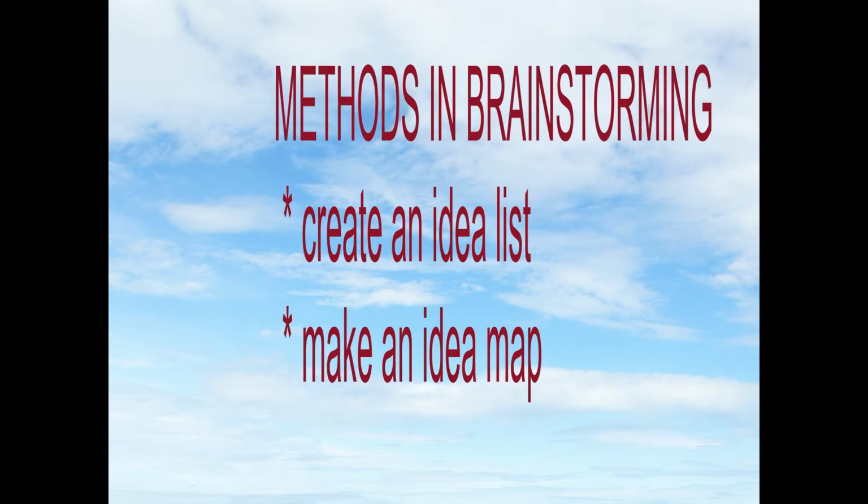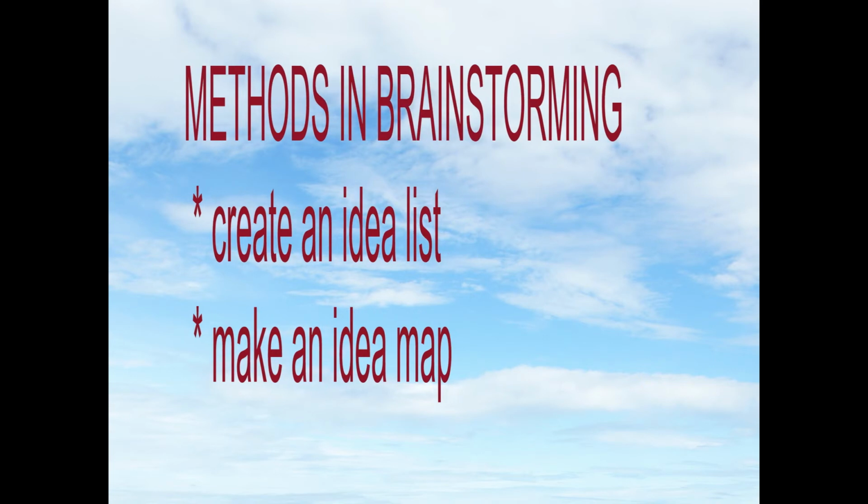Here are the methods in brainstorming. You can brainstorm effectively either by creating an idea list or by making an idea map. Creating an idea list simply involves listing ideas about a particular topic. It also helps you find the main idea and supporting details from the numerous ideas listed.